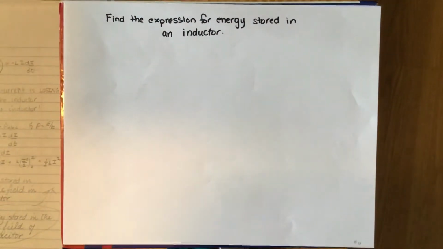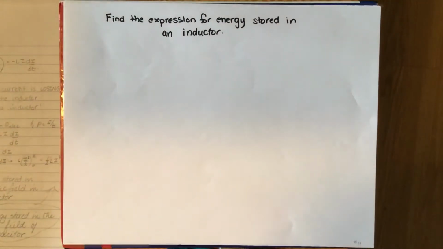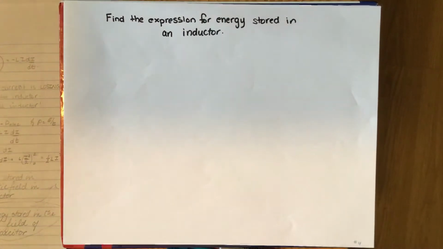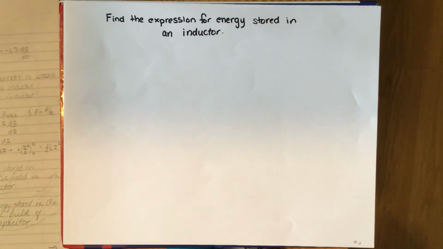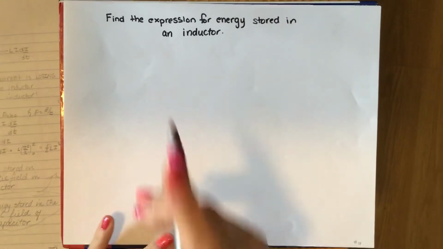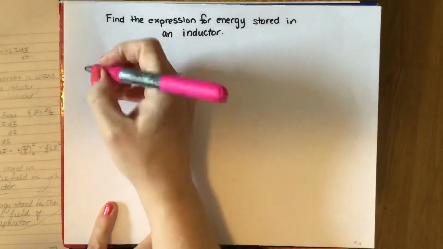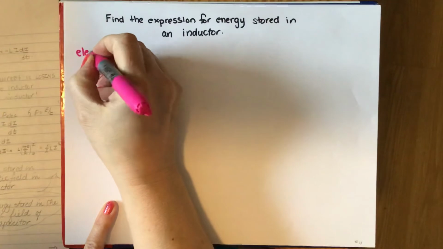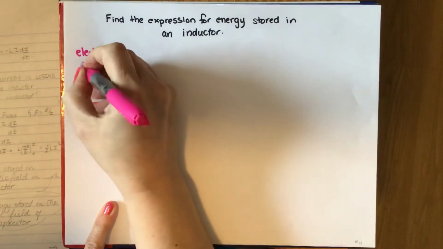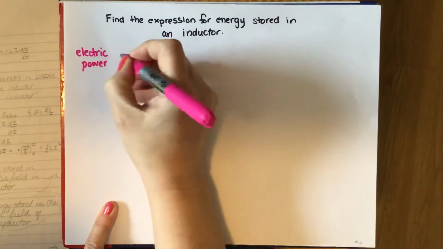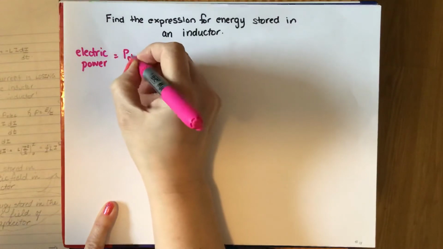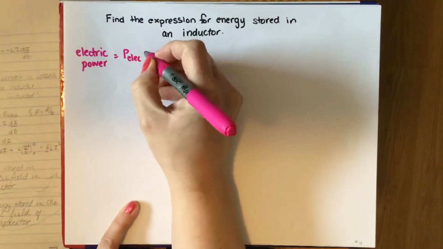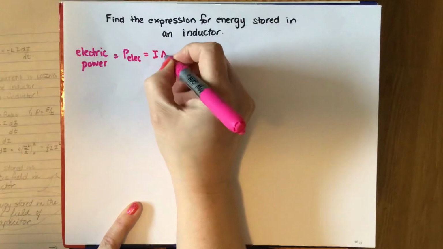The next thing we're going to do now is find an expression for energy stored in an inductor. And of course, the energy stored in an inductor means the amount of energy stored in the magnetic field within the inductor. So let's start with electric power, because we know power is related to energy. So electric power, and I'm going to call that P electric, is equal to current times potential difference.